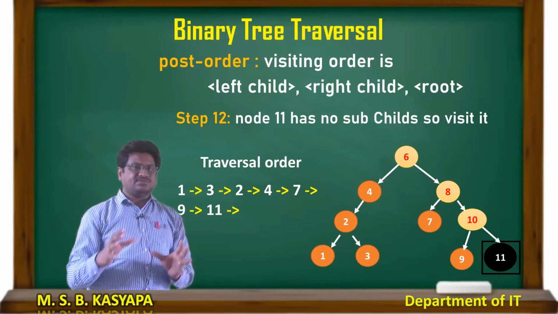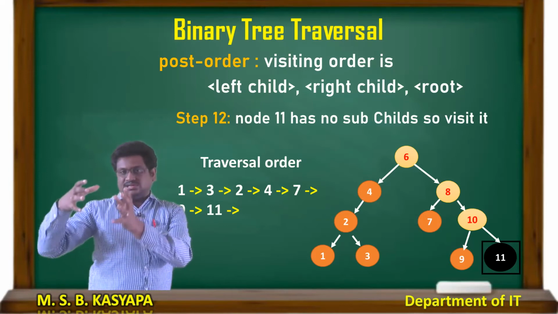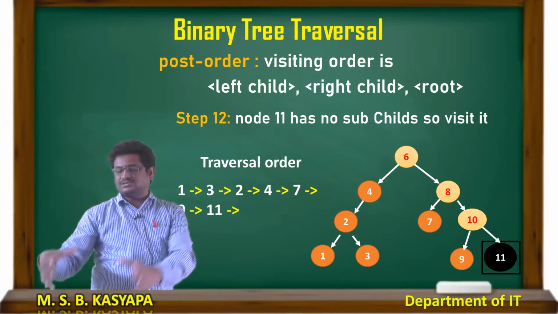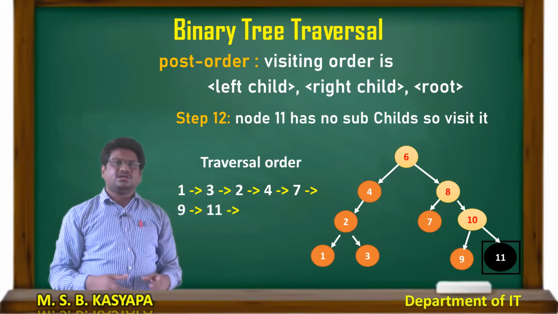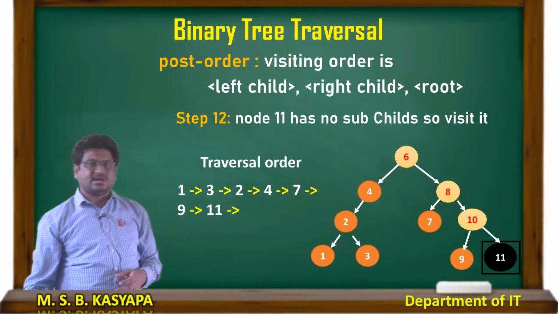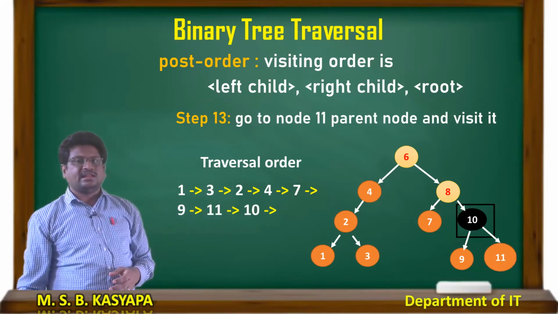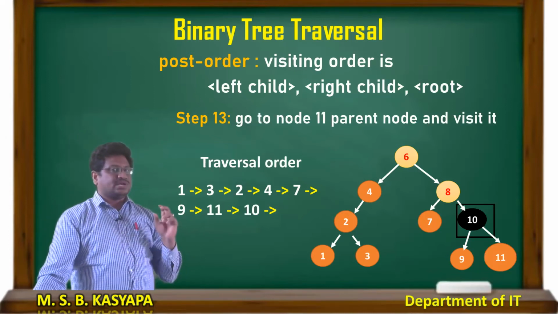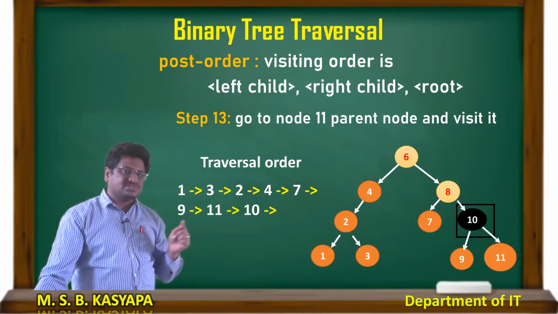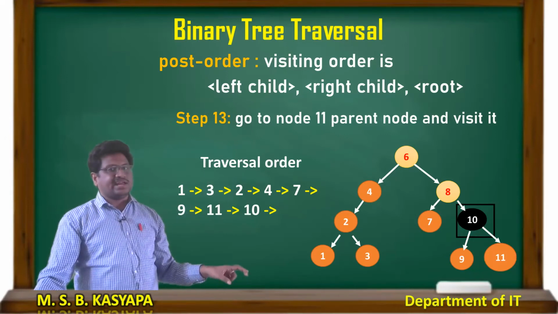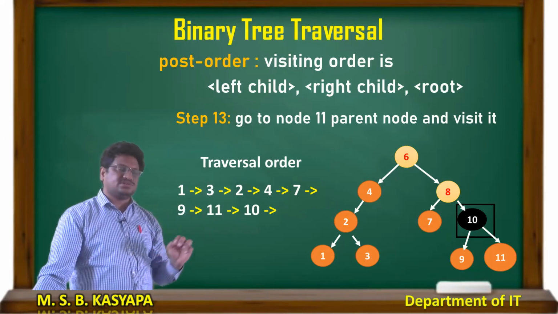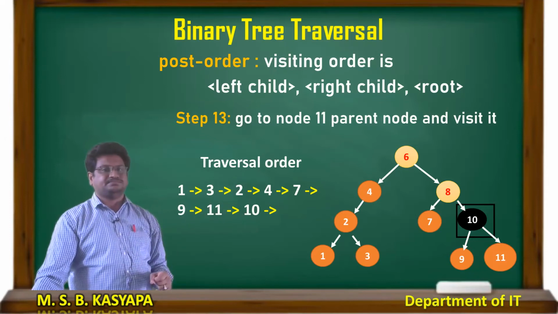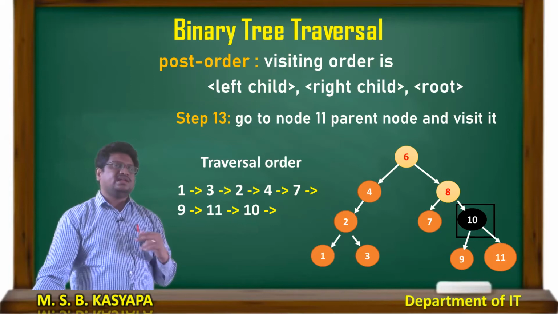After completion of this, the 11 subtree is completed. Then I can go to the upper subtree. What is that upper subtree? 10, 9, 11 is the upper subtree. In this subtree, 10 is the root node. So can I visit 10 now? Yes, I can visit. Why? Because the left child 9 is visited and the right child 11 is visited. So I can visit 10 here. So 1, 3, 2, 4, 7, 9, 11, 10.